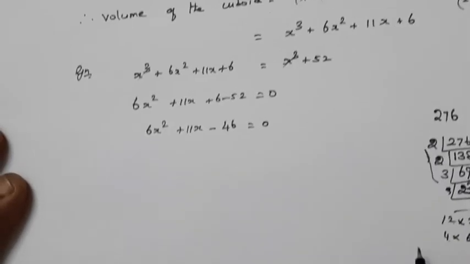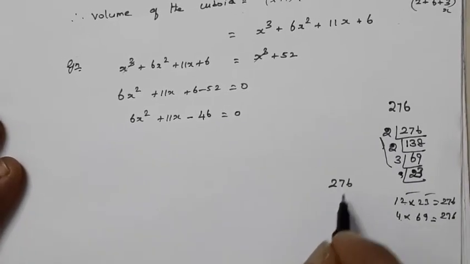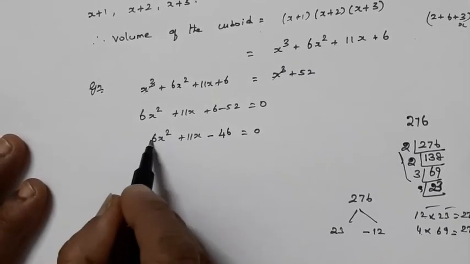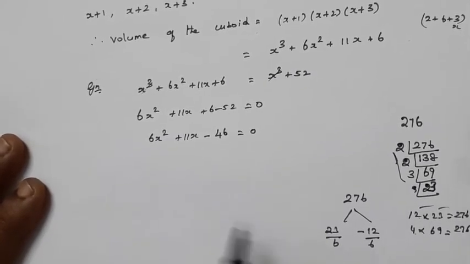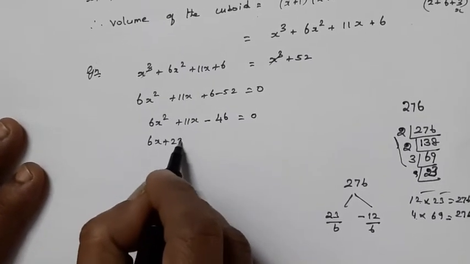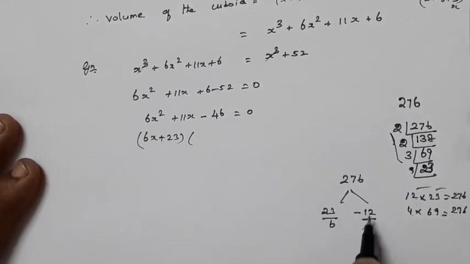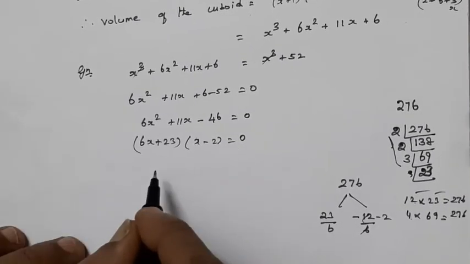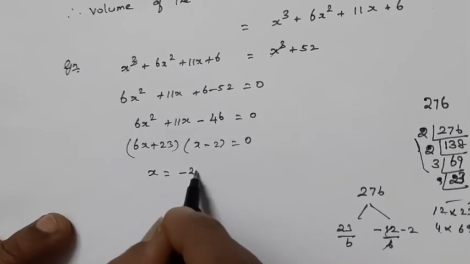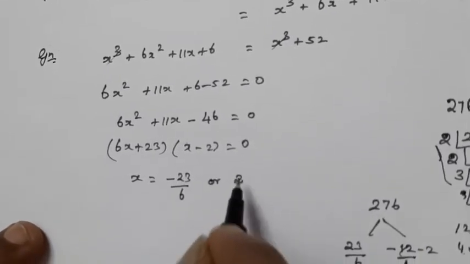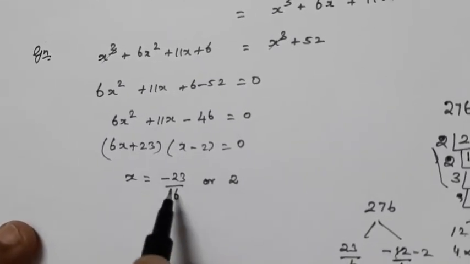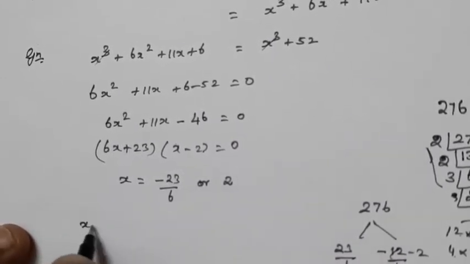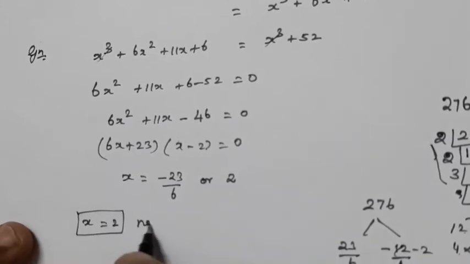Okay, so 276 splits as plus 23 and minus 12. As the coefficient of x squared is 6, we divide by 6. So what will be the factors? 6x plus 23 into x minus 2 equal to 0. So these are the factors. What would be the value of x? x is equal to minus 23 by 6 or x is equal to 2. Because x represents the side of the cube, we have to leave the negative value. So taking the positive value, x is equal to 2, neglecting the negative value.